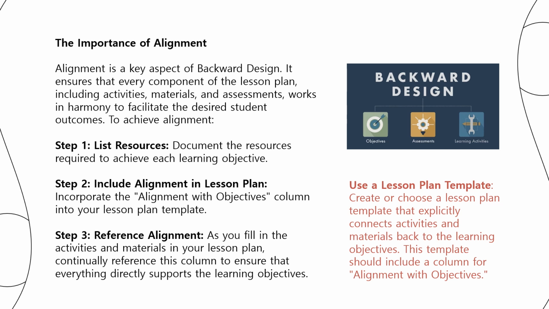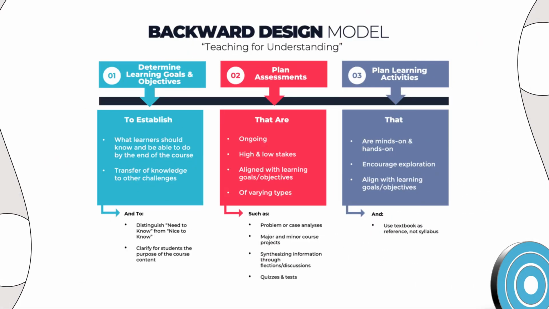In summary, backward design is a strategic approach to lesson planning that puts the focus squarely on the desired learning outcomes. By meticulously following the steps and ensuring alignment with objectives, educators can create engaging and effective lessons that empower primary students to achieve their full potential. This methodology empowers teachers to drive student success by design, rather than by chance. Now take your time and examine the steps of backward design model.